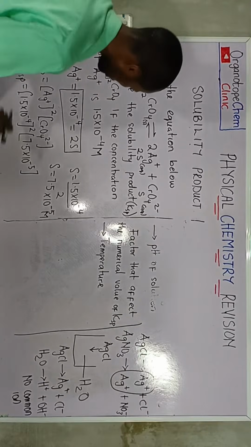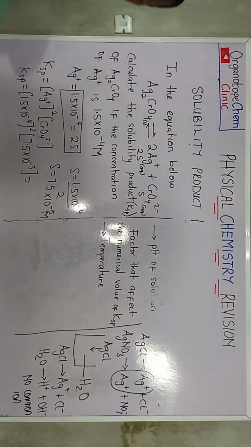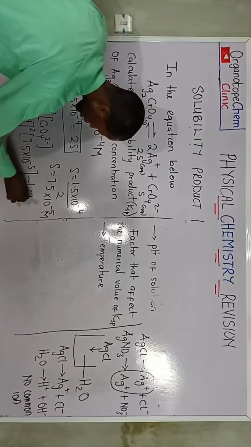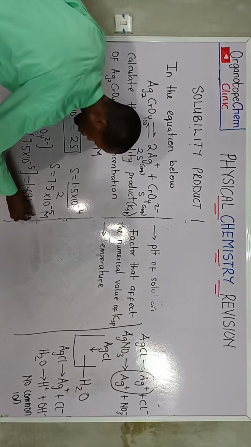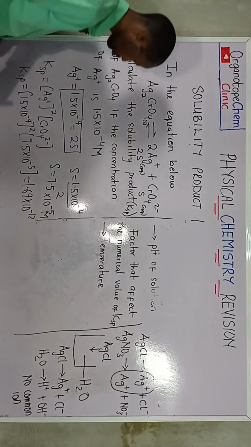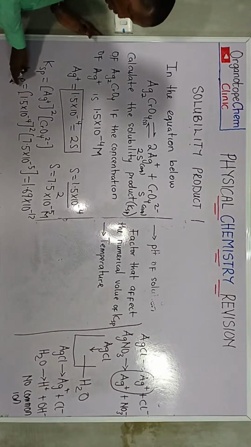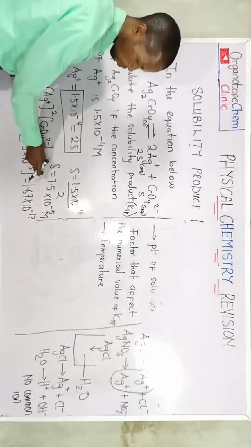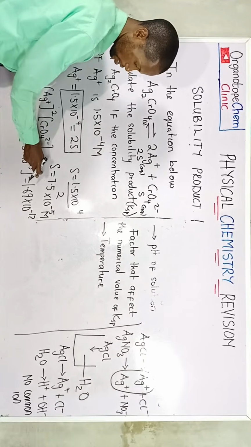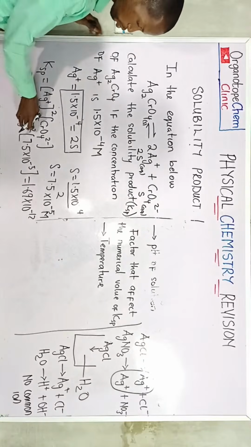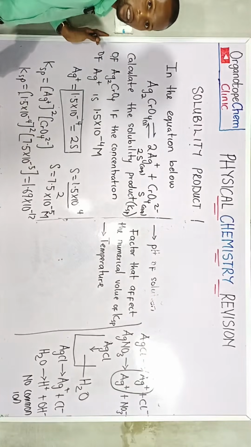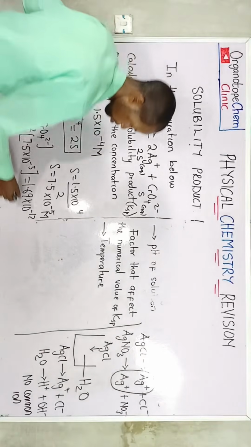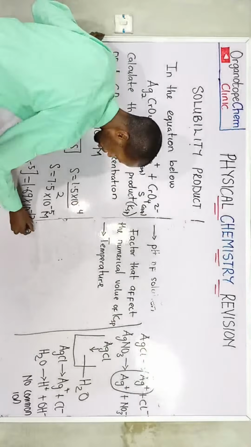So when you multiply this, what do we have? 1.69 times 10 raised to power minus 12. Please confirm this answer. So what will be the unit of the solubility right here? Since we have square and we have raised to power 1 here, that will be cube, right? 2 plus 1, that is 3. So we are going to have M raised to power 3.